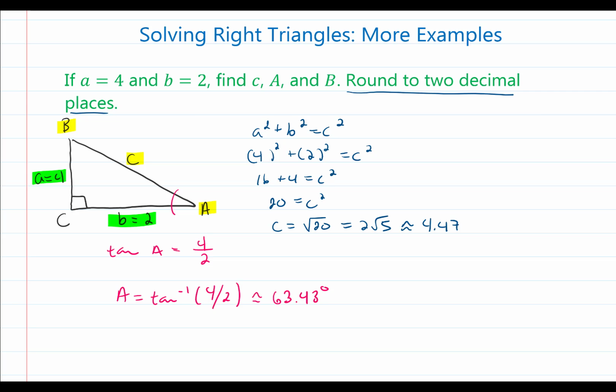To find angle B, we know that angle A plus angle B is equal to a sum of 90 degrees. Since we know angle A is approximately 64.43 degrees, we can use that fact to find angle B. So subtract 64.43 degrees from both sides of this equation, and what we get is angle B is equal to approximately 26.57 degrees. All right, guys, good luck.